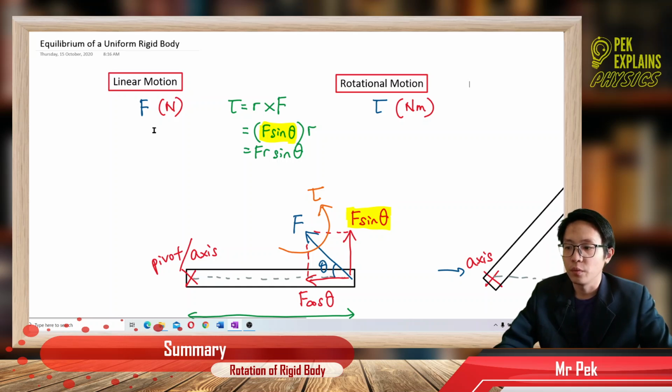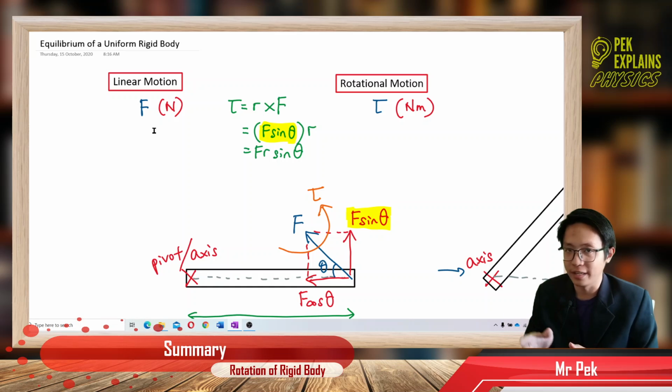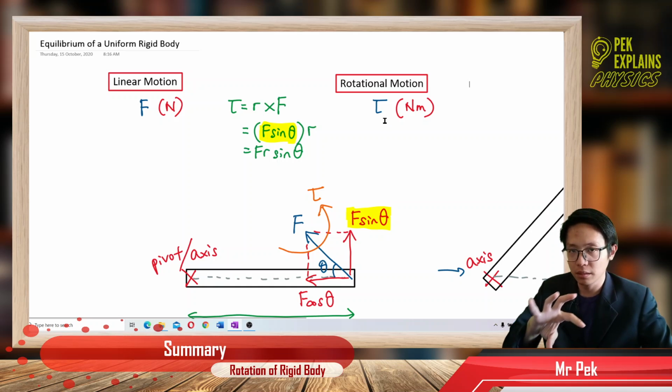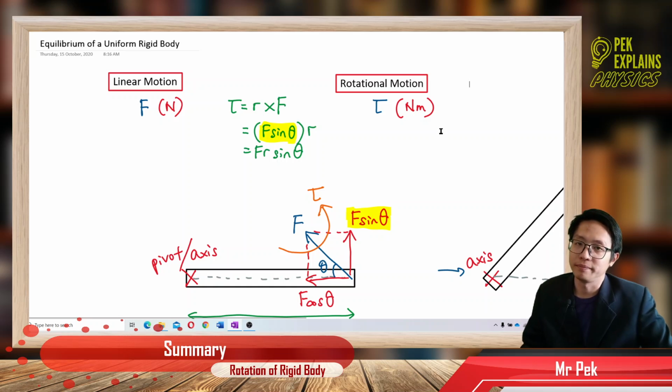In linear motion, we learn about force. Force will make something move to the left, to the right, upward, downward. It will make something move. But in rotational motion, we have torque. Torque will make something rotate. That's it. The unit for force is Newton. Torque is Newton meter.